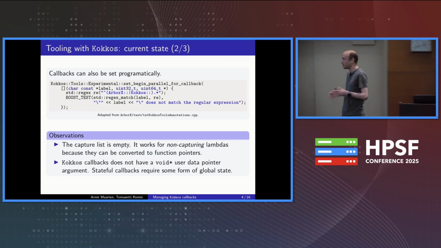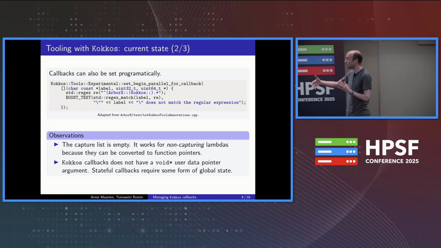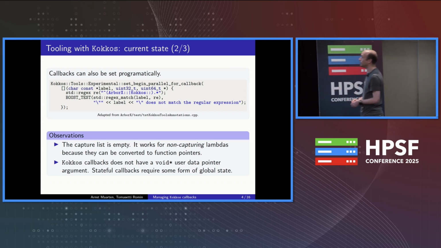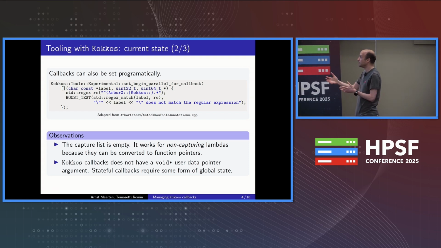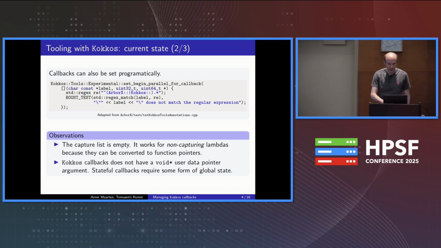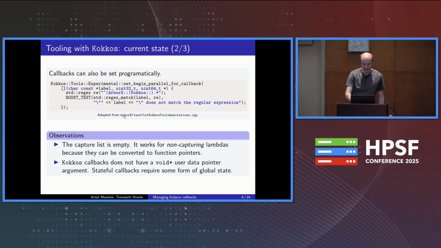If you do want a more hands-on approach and define your own callback function and set it within Kokkos, then Kokkos has for each type of callback a setter. This snippet here is an example from client code, in this case from ArborX. Here, ArborX is using the set begin parallel for callback setter from Kokkos to set a client-code-specific callback. In this case, that's provided in the form of a lambda.